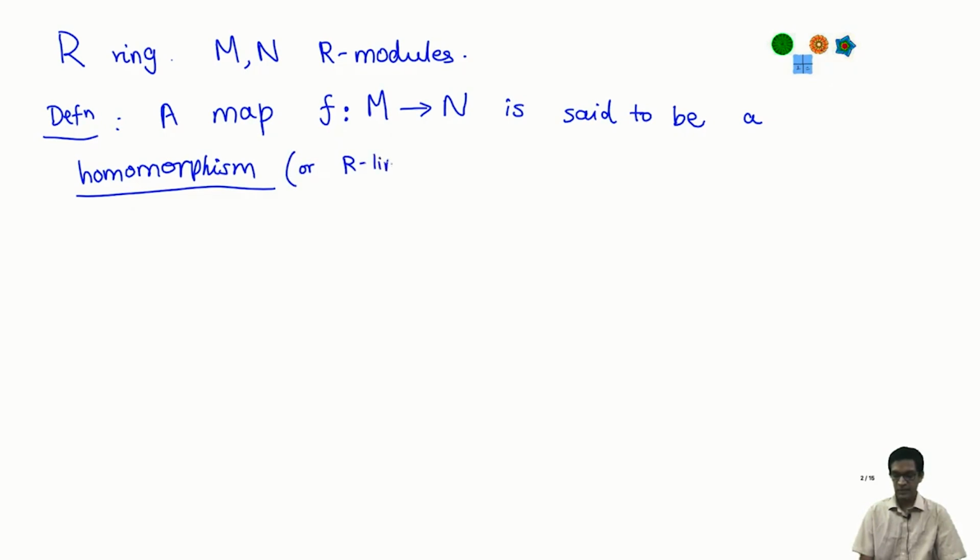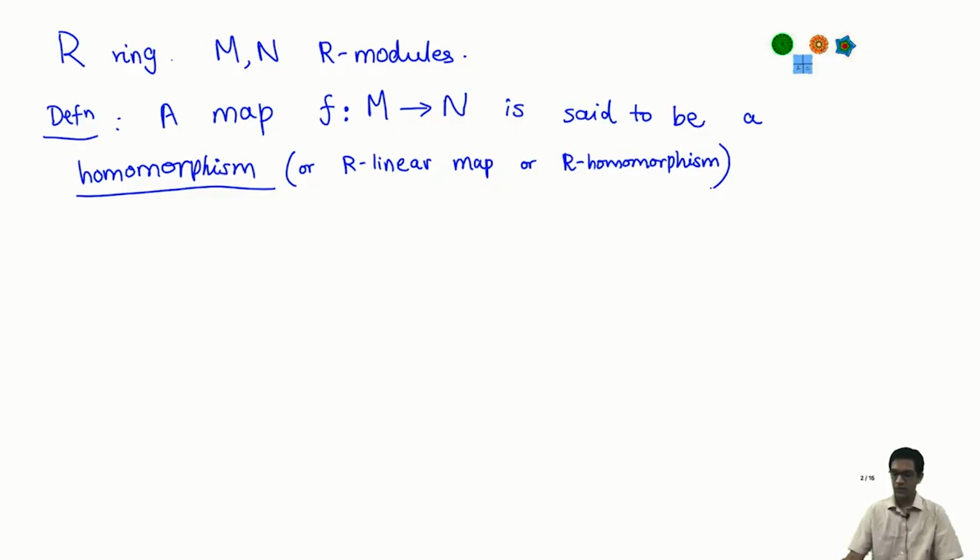sometimes we call it by other names. We sometimes say it's an R linear map. It's another word for homomorphism, or if we want to emphasize the ring R, we sometimes call it an R homomorphism. Okay, so there are many different words we use for this.